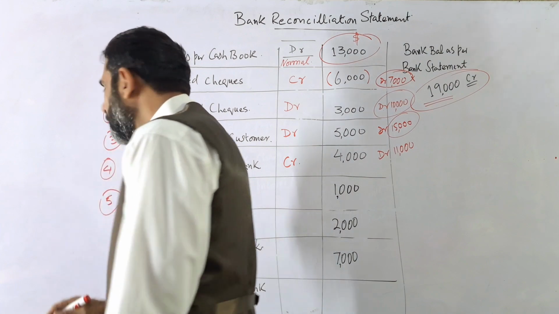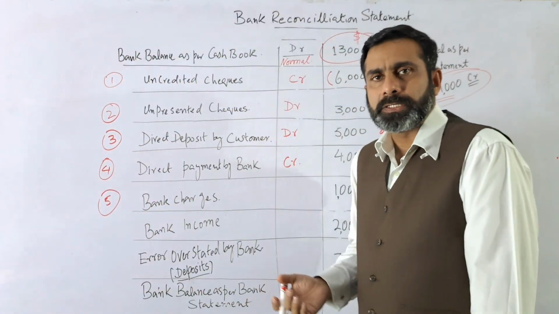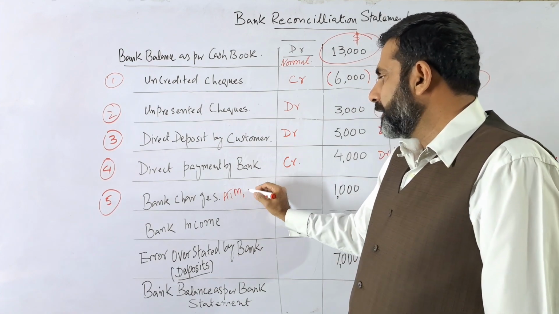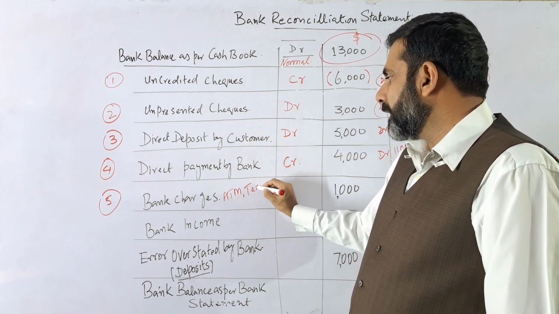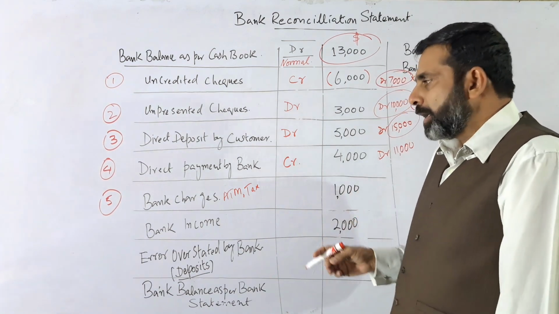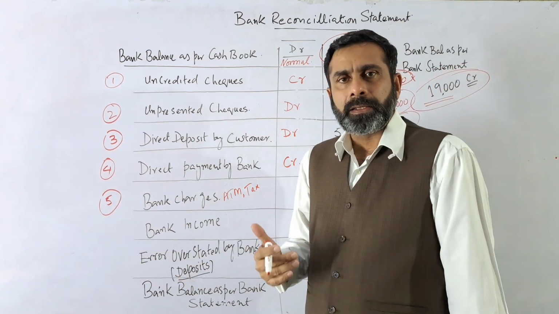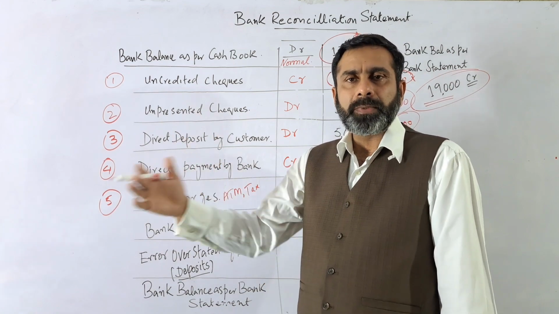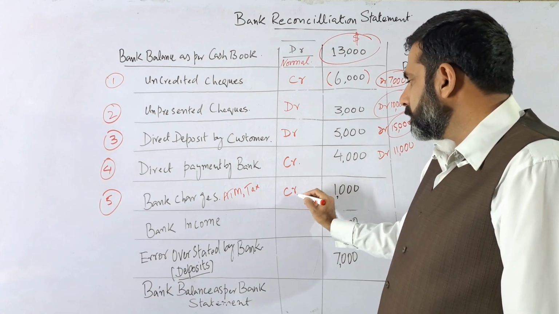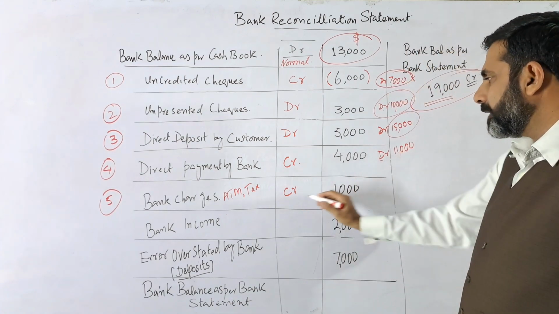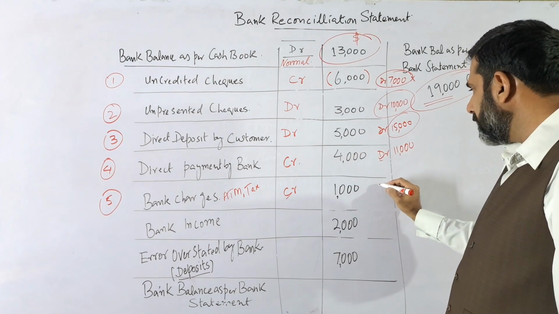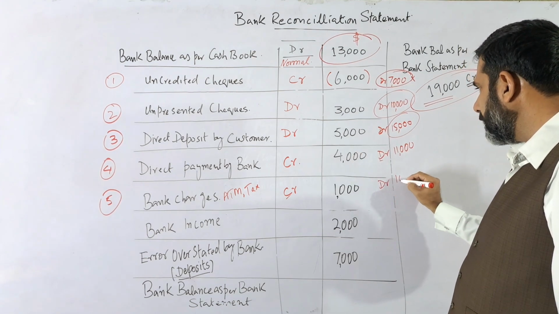Number 5 is the bank charges. The bank charges may be, for example, ATM charges, taxes, or checkbook charges. So 1,000 charges are there. Obviously, the bank is reducing the money available in your bank account, so you also have to reduce. It will be credited. That was debit, this is credit, so again we have to reduce. So it will be a debit of 10,000.